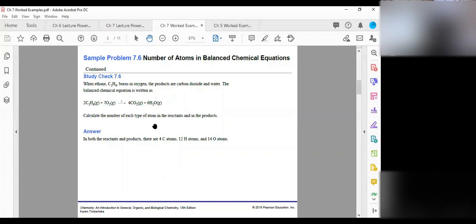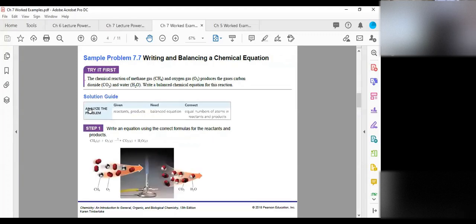I could leave this for you to figure out. It's the same application of the previous example: how many atoms you have of each element on each side of the equation. So you could figure that out. Now, how do I balance this equation? CH4 plus O2 giving me CO2 plus H2O.